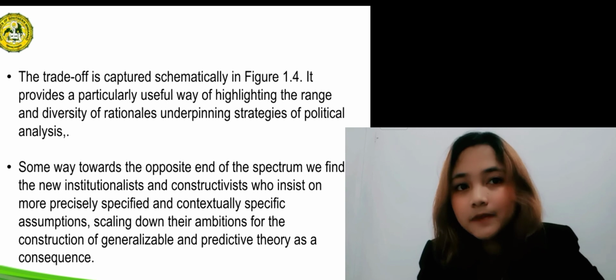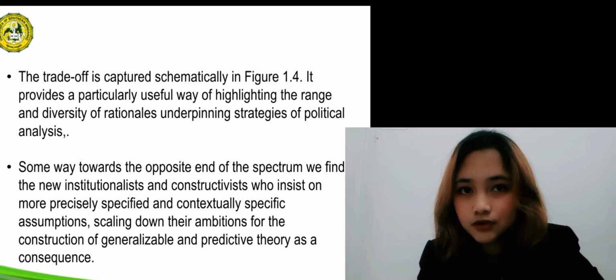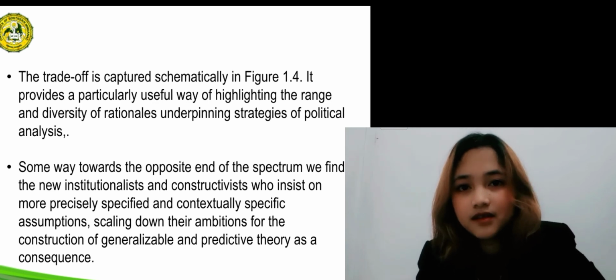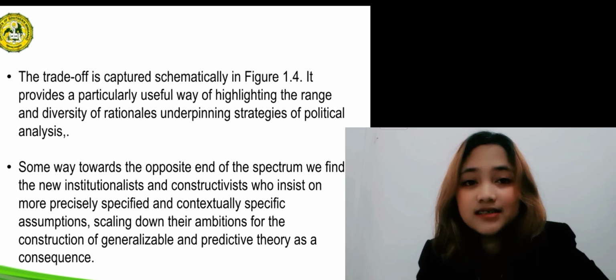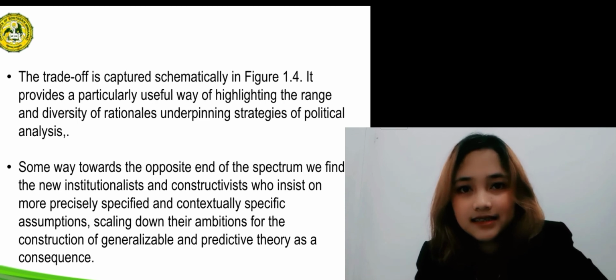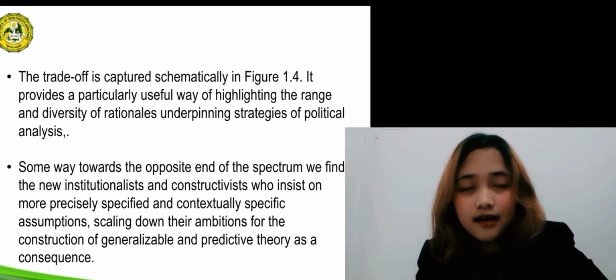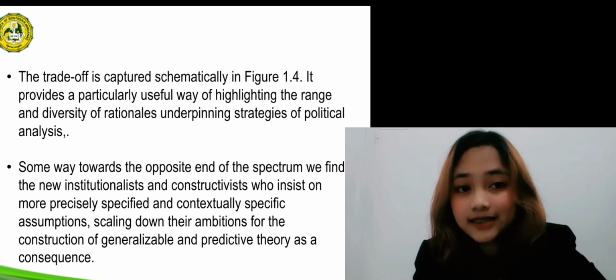Some way towards the opposite end of the spectrum, we find the new institutionalists and constructivists who insist on more precisely specified and contextually specific assumptions. So there are respected approaches to political analysis regarding these two modern approaches, the inductive and deductive approach, about the parsimony and complexity trade-off.